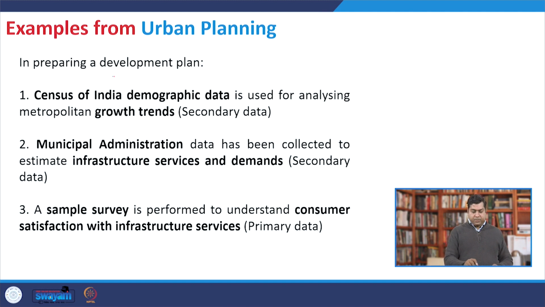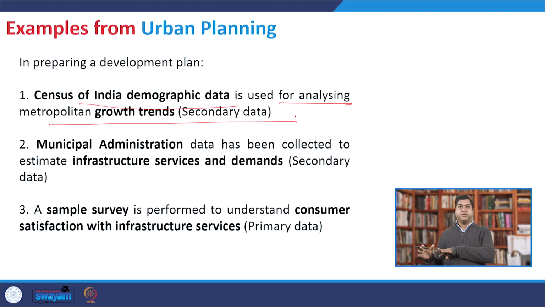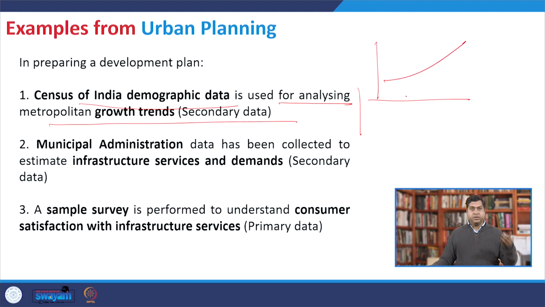In preparing the development plan, census and government data is used for analyzing the metropolitan growth trend. So it is again secondary information, but if you have time series data, with different populations in different census years, then based on that we can go for a particular population projection. There are different ways that we can do the projection. The municipal administration data is collected to estimate infrastructure services and demand. So in this case also, secondary information can be used.